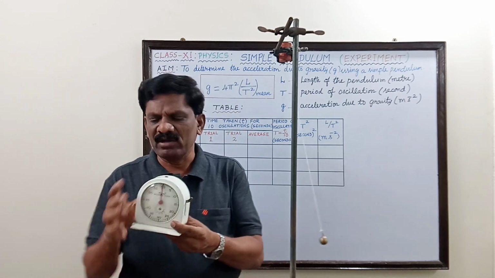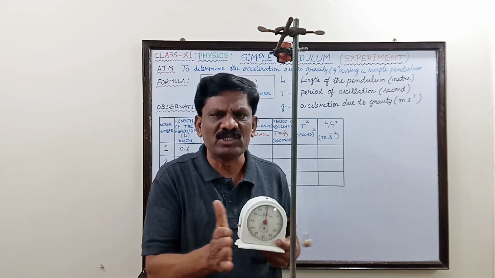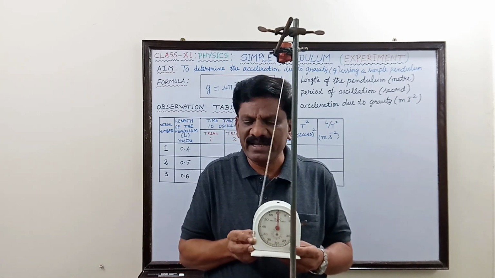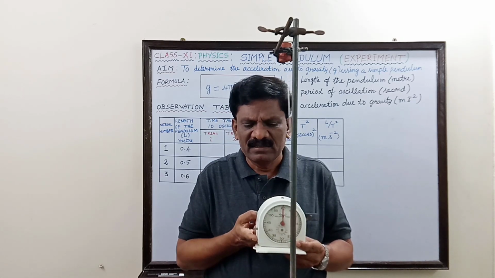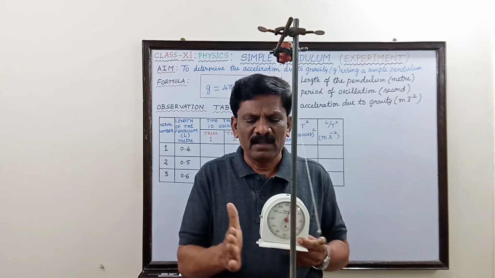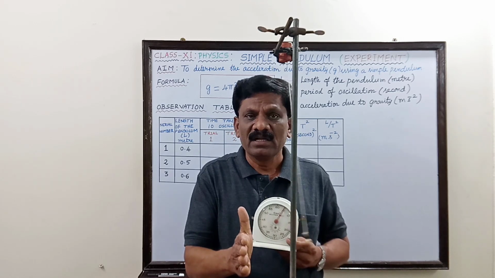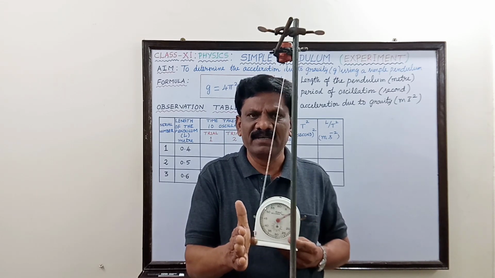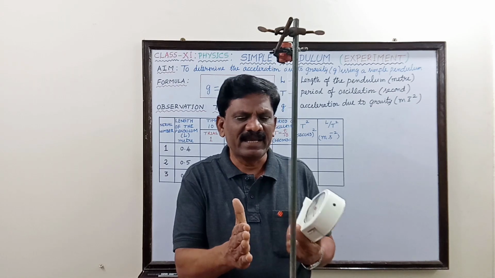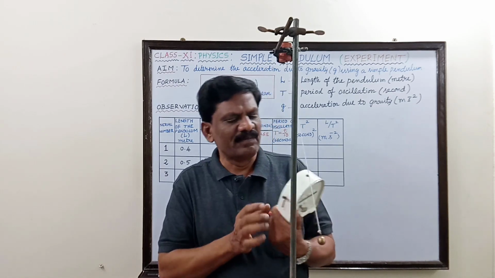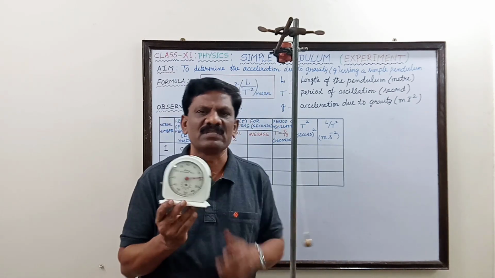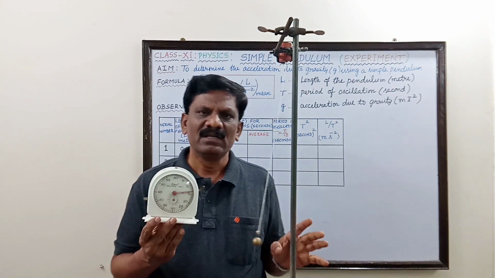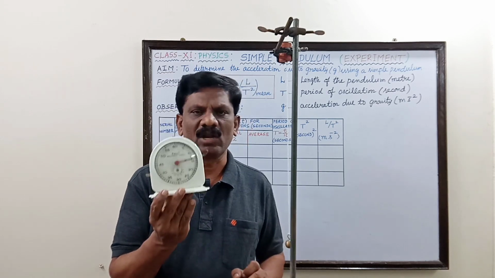So I can set the clock ready like this, and whenever the bob is coming towards my right, I am going to start the clock. You see here, when it comes towards my right, I will start the clock. Okay, start. 1, 2, 3, 4, 5, 6, 7, 8, 9, 10. When it has completed 10 oscillations, I will have to stop the clock first. Don't bother about the oscillating pendulum now. First you have to stop the clock.